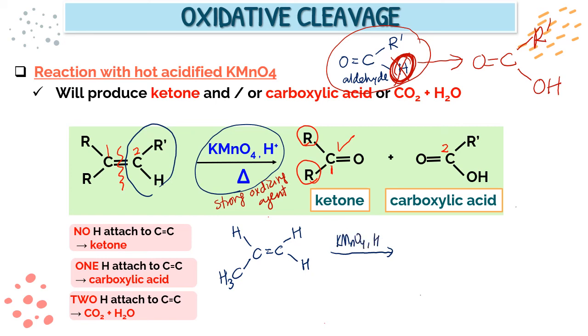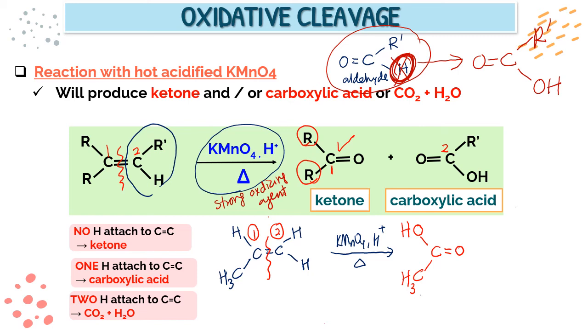Hot acidified KMnO4. So as you know, the bond over here will break. So I have carbon number 1 and carbon number 2. At carbon number 1, CH, CH3. Like I mentioned before, double bond O, so over here is your aldehyde. What you need to do is change the hydrogen over here to a hydroxyl group, so you will get your carboxylic acid.